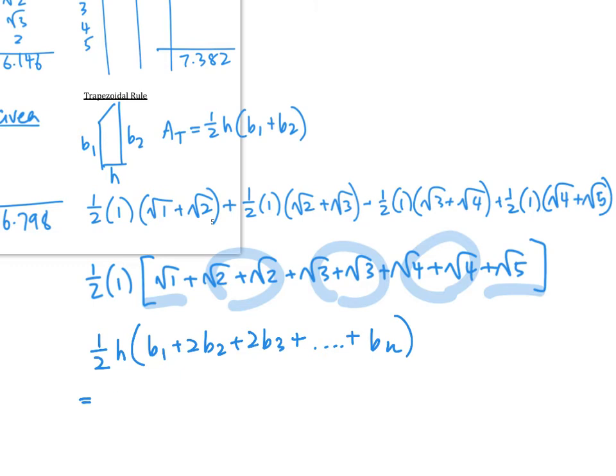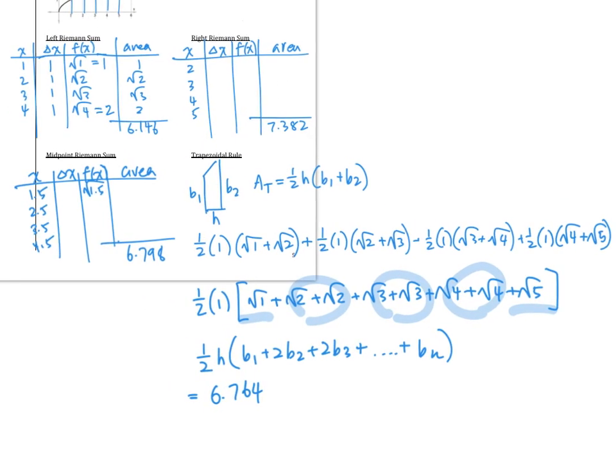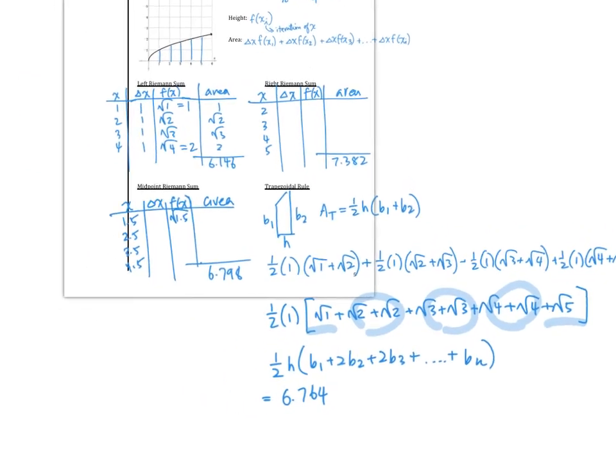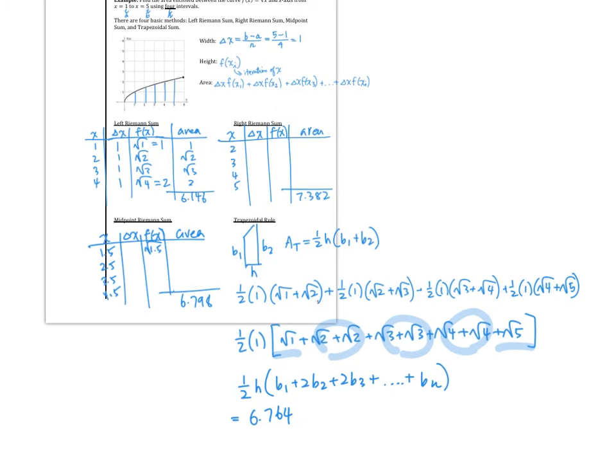Okay, the answer is 6.764. All right, the question now is which one is the closest? Well, I'm going to probably say trapezoid, right? Because trapezoid pretty much looks like that shape.